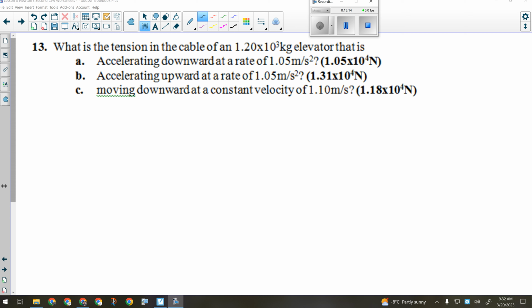Oh, sorry, I have a question. I was just going to ask, is initial acceleration the exact same as acceleration? It's the acceleration during the acting of the net force.